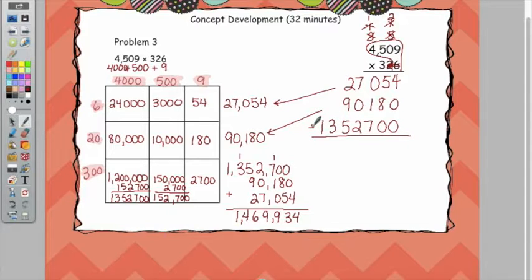Now, did you notice I don't put any commas in this standard algorithm? It will confuse you. Don't put commas in your standard algorithm until the very final product.